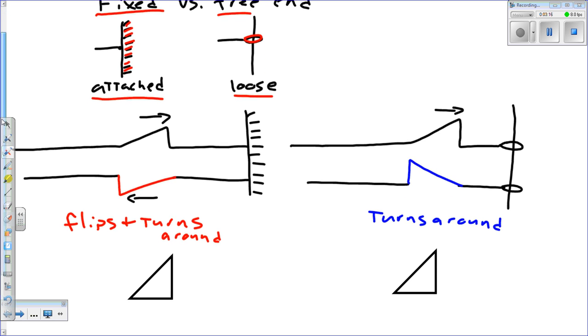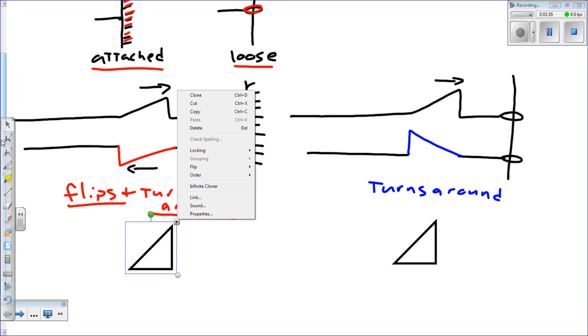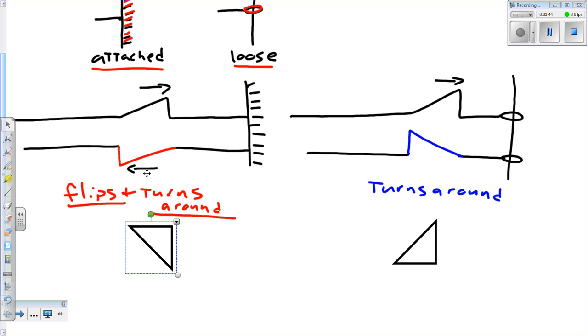Now, if I have a wave, a shark fin wave, that bounces off a fixed barrier, and it comes back with a fixed end, it flips and turns around. So if I use this as my example, the first thing I'm going to do is I'm going to flip it up, down, so it goes upside down, but it also turns like this. So it flips upside down and then it turns around.